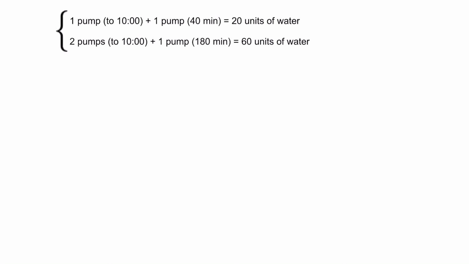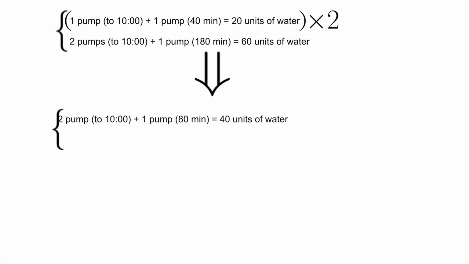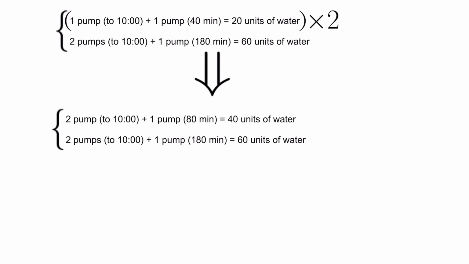So, we will collect these two equations we have got. Now, let us multiply the first equation by 2. This will yield 2 pumps operating until 10 o'clock plus 1 pump operating for 80 minutes is equal to 40 units of water. Then we will copy the second equation down here.